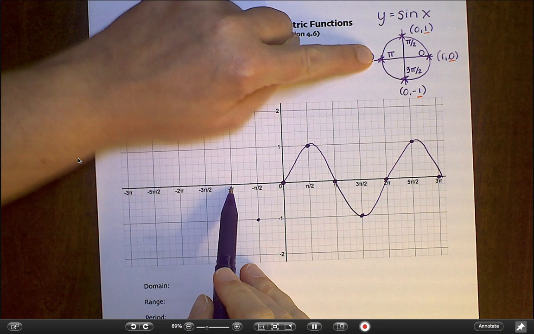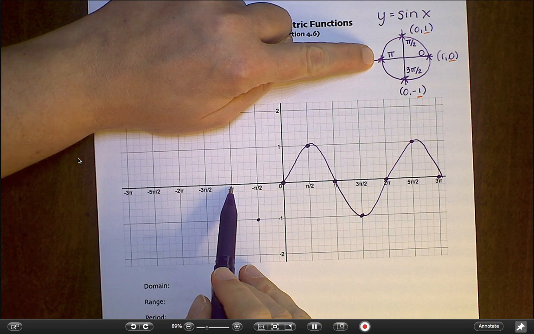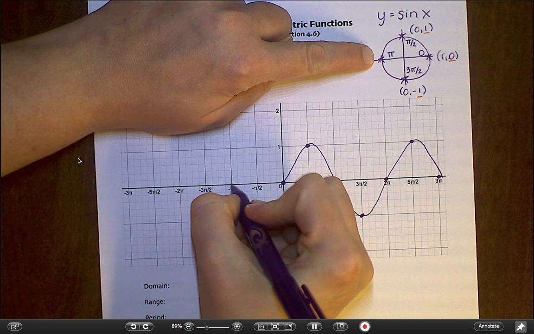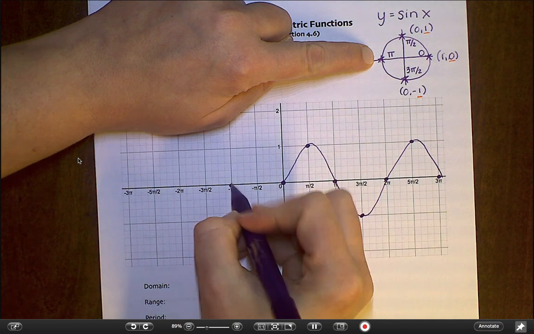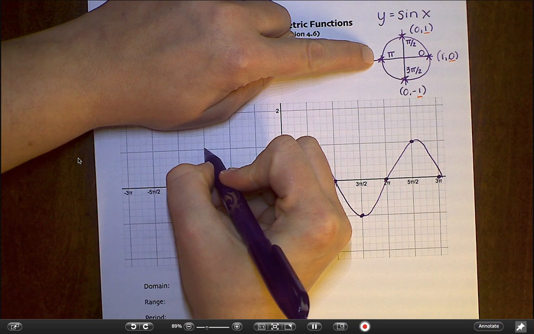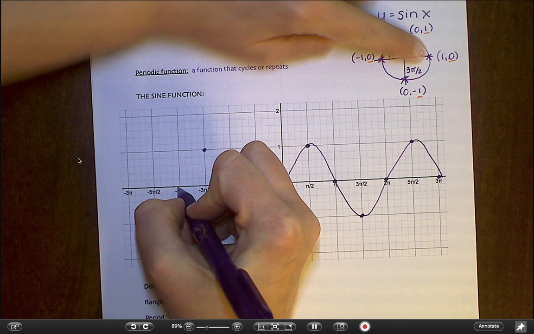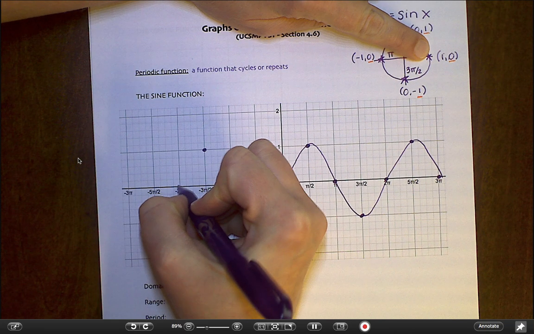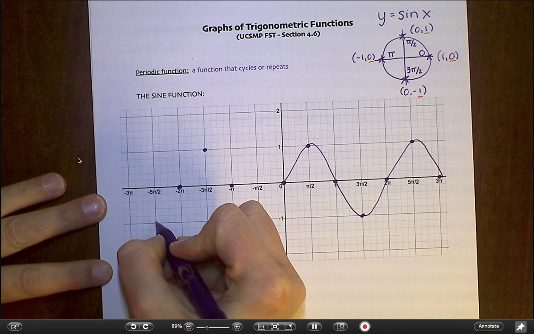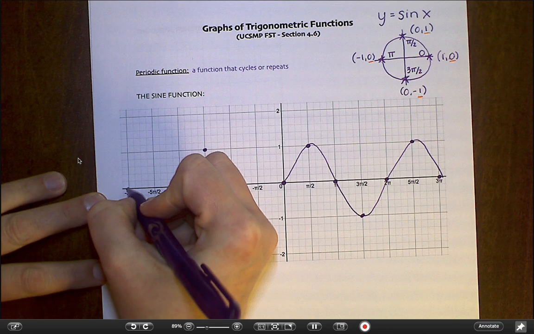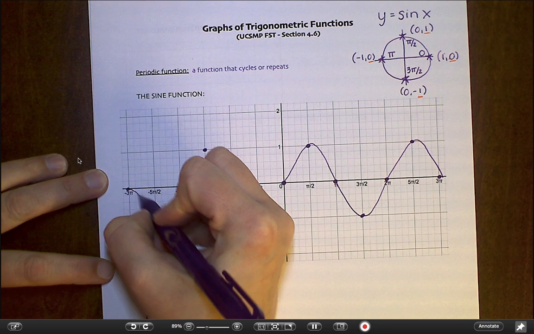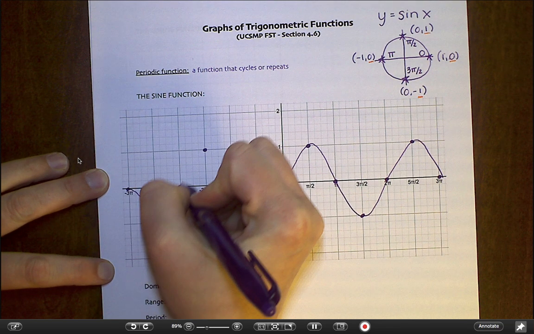Negative pi, it would be here, and that's the same as positive pi with a sine of 0. And then you can probably figure out what's going to happen from there. This one would be here, and that would be a 1. -2 pi is going to be back around where we started, and that's going to be back at 0. And so on. We can kind of just fill in the rest of this. And so my sine function is going to look something like this.